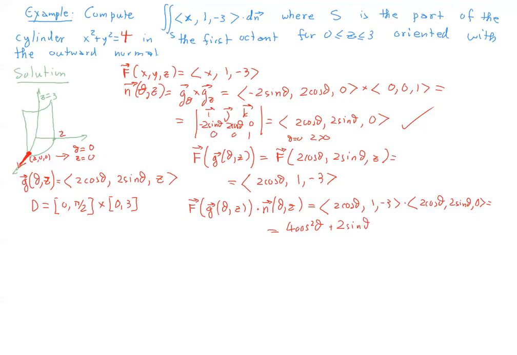So this is what we need to integrate. And we need to integrate where? Over this domain. So this is going to be the integral from 0 to pi over 2 d theta, integral from 0 to 3 dz of what? Of 4 cosine square of theta plus 2 sine theta.